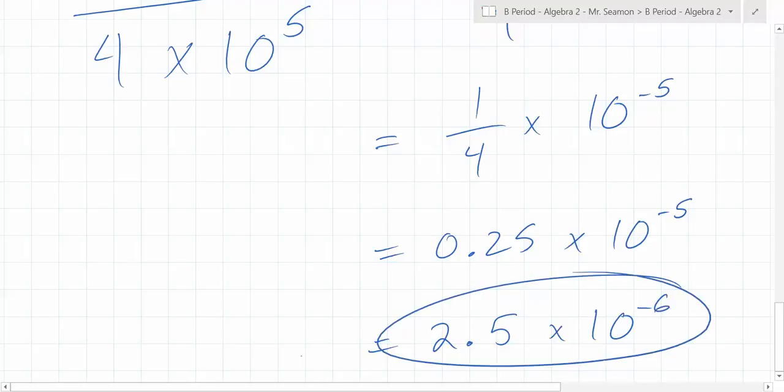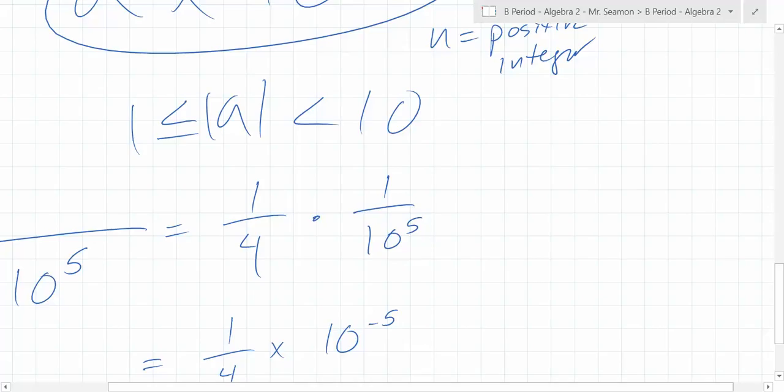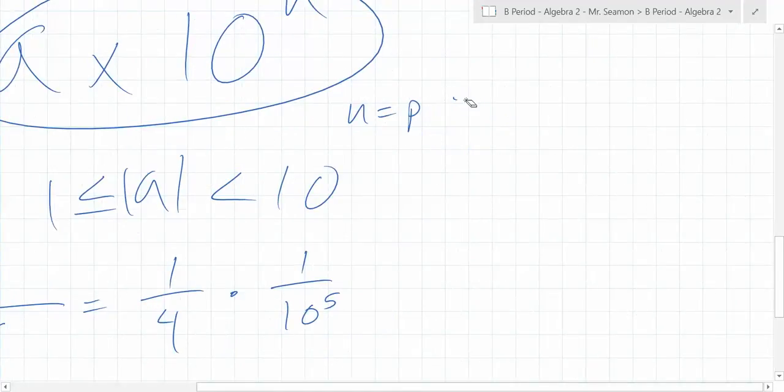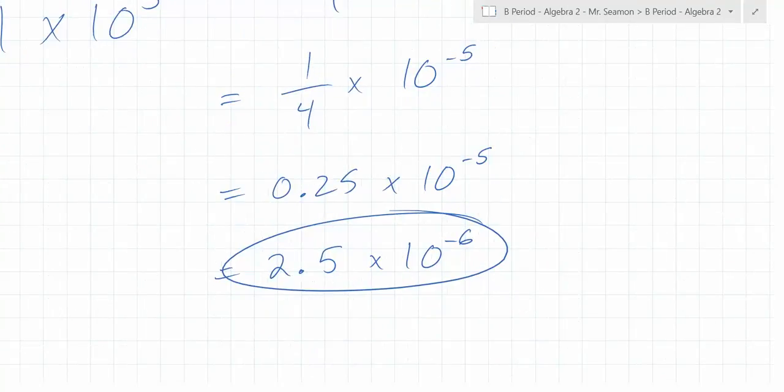Done. I thought we weren't allowed to have the negative. It is scientific notation. But in your thing, you said it has to be positive. Oh, that's wrong. I'm sorry. N needs to be an integer. That's a mistake. It's an integer. You're absolutely right. That was a mistake.